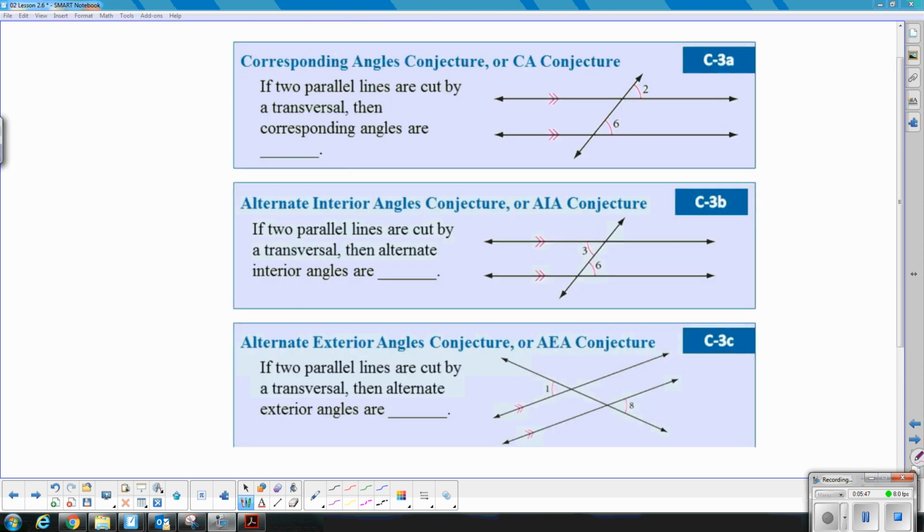So in this lesson, we have a few conjectures, and remember, a conjecture is if A, then B. So it's an if-then statement relating two separate pieces.